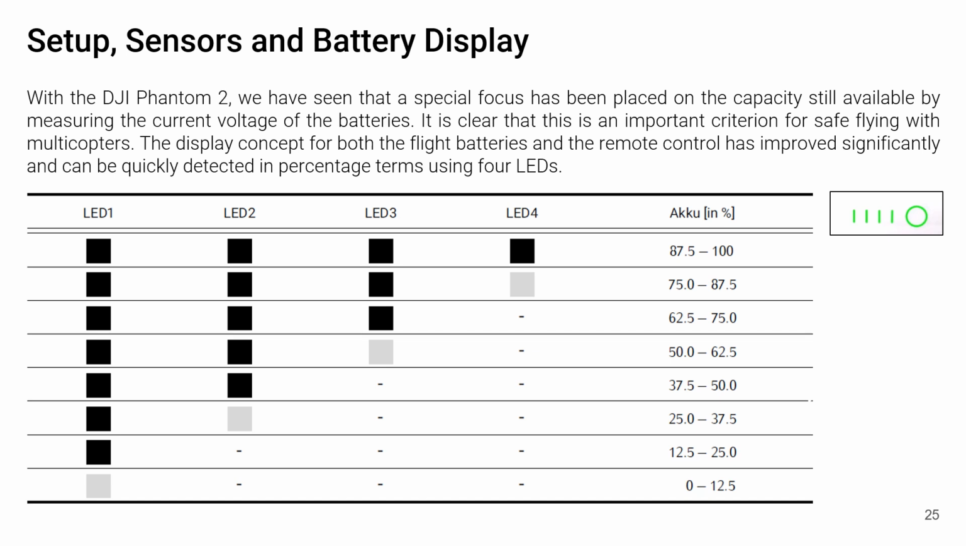In this table, we can read the remaining battery capacity available by the LED codes displayed. When a lamp is on, we indicate it by the dark square, and when it is blinking by a light square. When an LED is neither blinking nor lit, it is represented by a minus. The 4 visible LEDs indicate the remaining capacity for both the multicopter battery and the remote control battery. The range can be seen as a percentage in the last column.